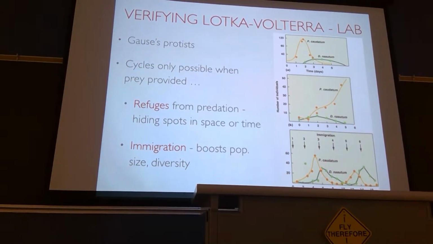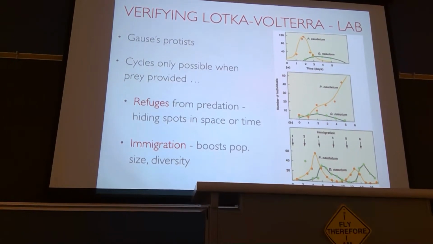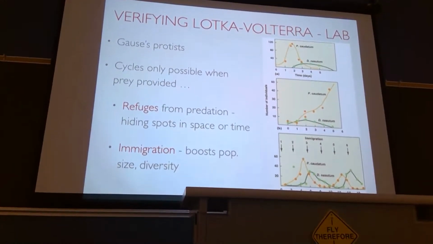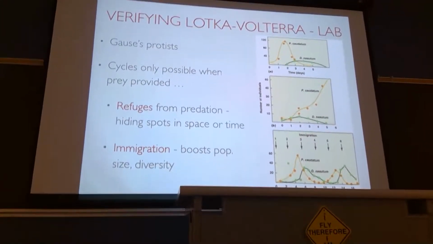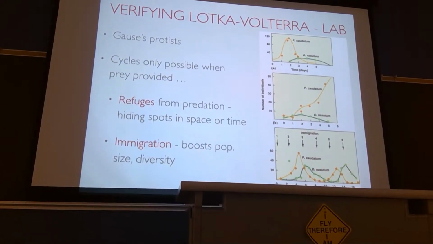He found that if he gave the paramecium prey a refuge, and he put in new individuals every day, one of each, he could get the cycle to work. So you had to have a place for prey to hide from predators, and you had to have immigration. You had to have something other than just birth rate adding to the population in order for him to get the true Lotka-Volterra cycles in this particular system.